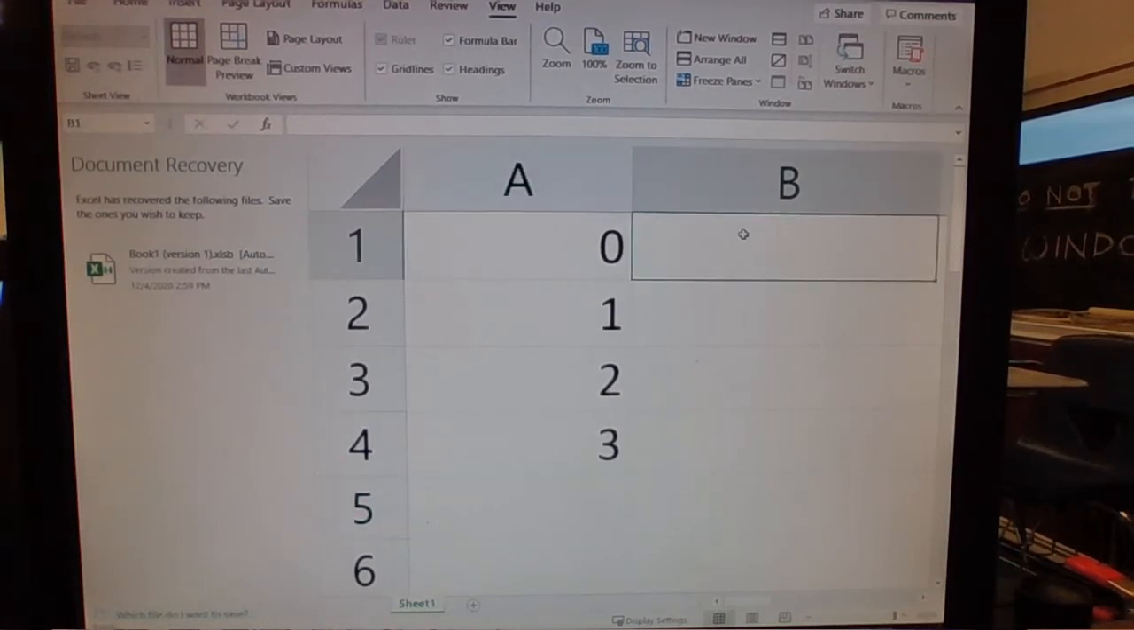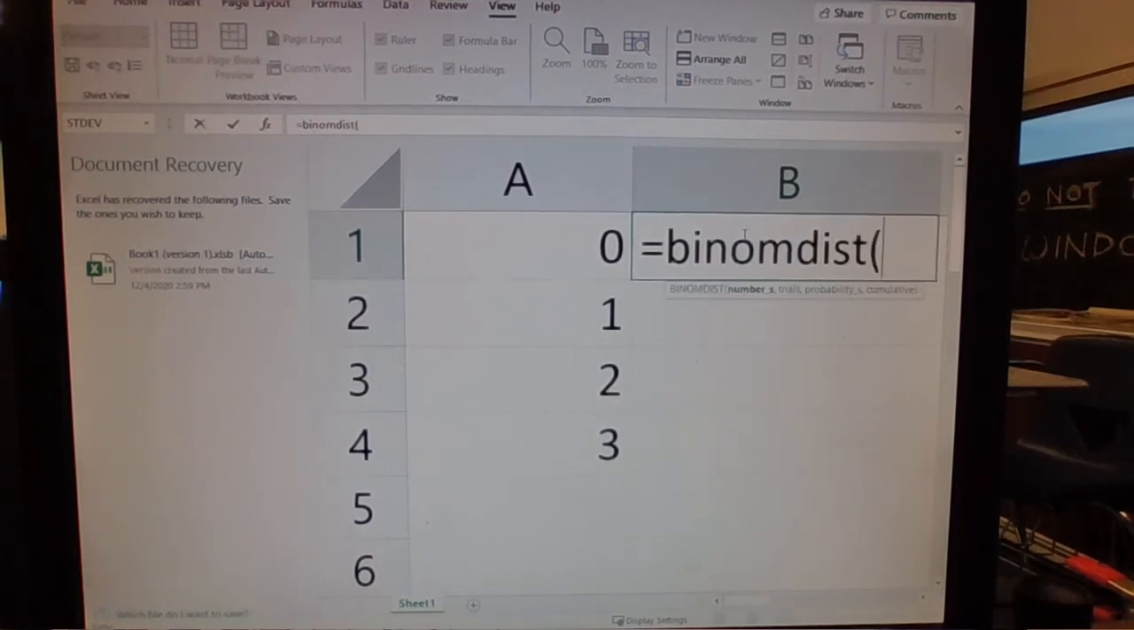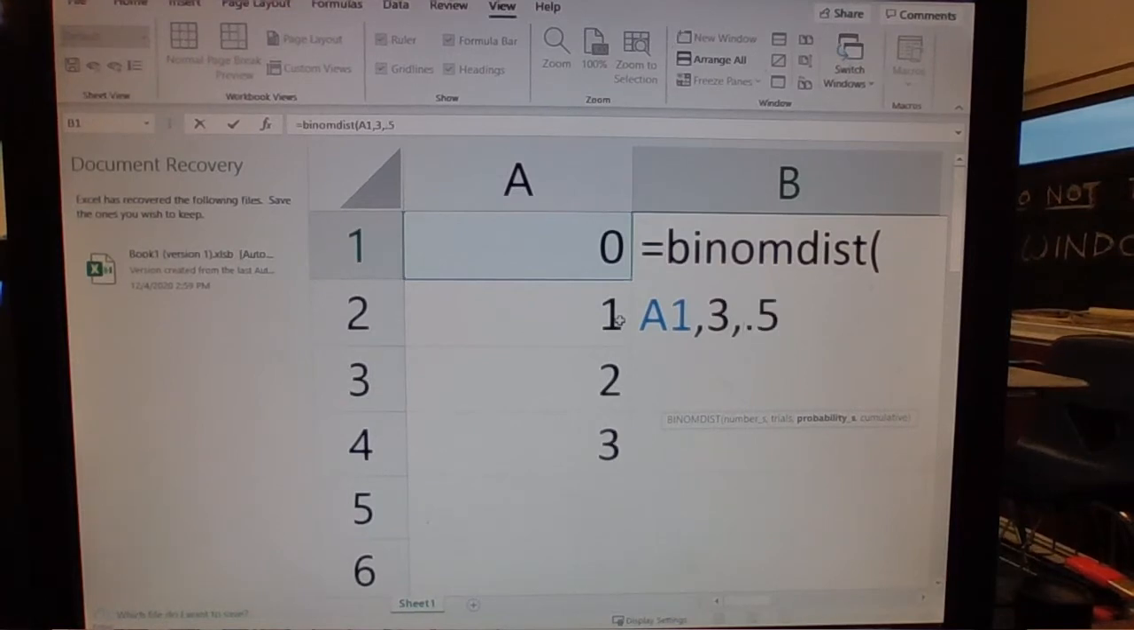If I go equals binomial distribution, the number s, the number of successes we're interested in, is going to be that one right there. Then I'll hit comma, and the number of trials, we're going to do 3 trials, comma, probability of success is 0.5, and then we're going to go false again. It's the same exact command I just typed in, but instead of putting exactly 2, we're going to let it be the value in these cells.